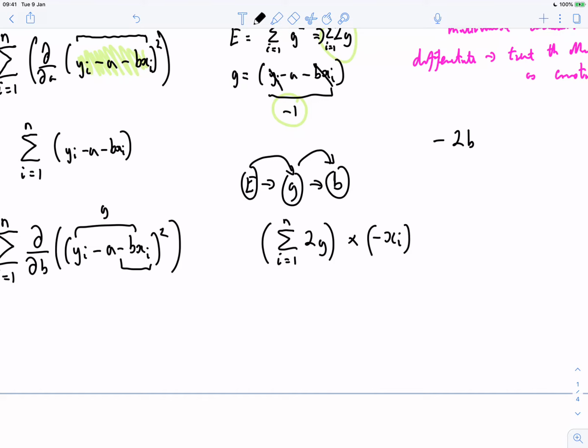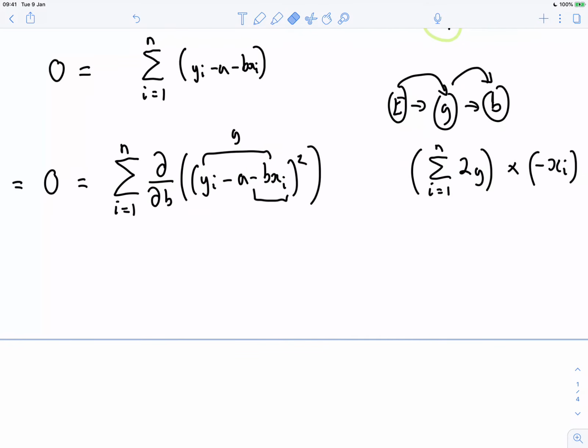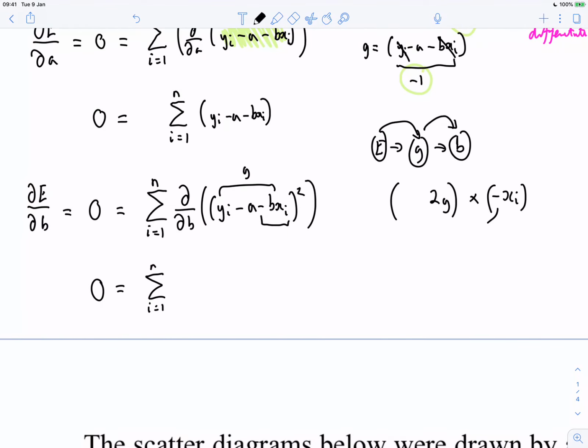If xi is a constant, minus 2b would just differentiate to minus 2. Very interesting now, because when you plug all this together, I've got the derivative inside the sum, so I don't need this. You're actually going to get 0 equals the sum from 1 to n of, and I've got the minus there times everything, so I'm going to have negative 2, which is going to be yi minus a minus bxi, times another xi. And that's it.